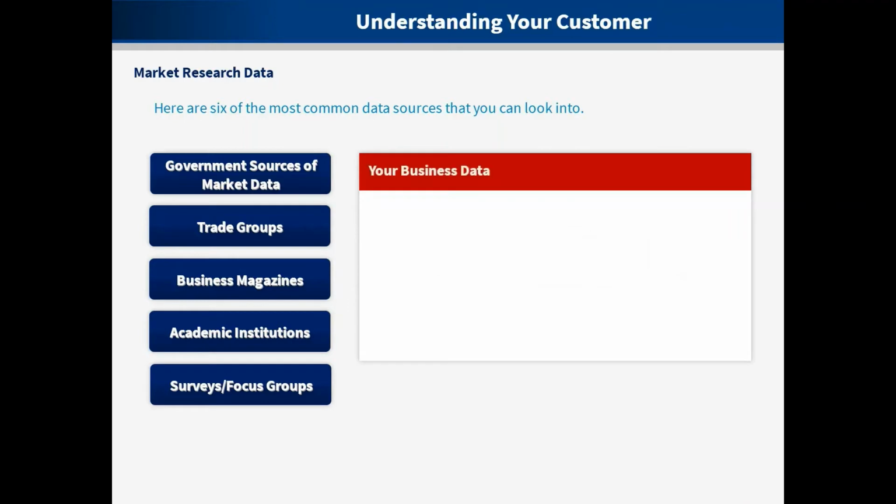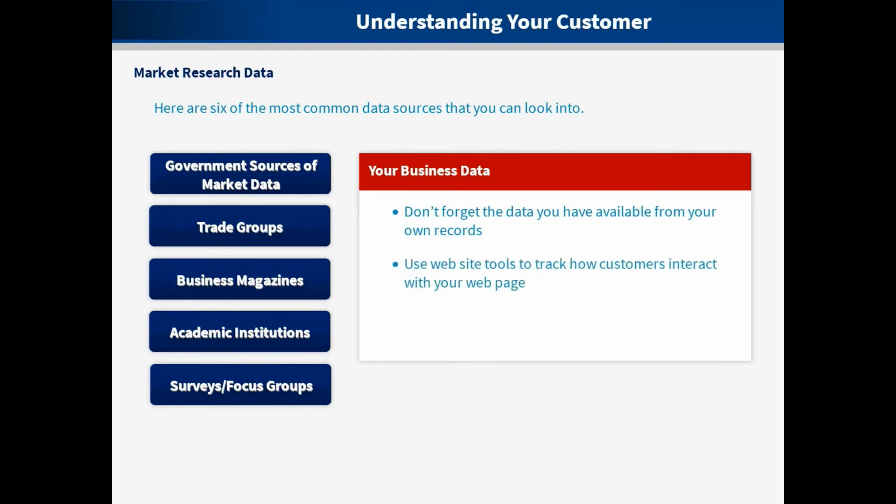As you look for sources of customer information, don't forget the data you may already have available from your own records. If you have a website, use tools to track how customers interact with it. Do they put a bunch of products in the cart and then leave when you ask them to sign in before checking out? Do they all immediately go to the clearance section? Do most of them prefer to contact a sales representative?